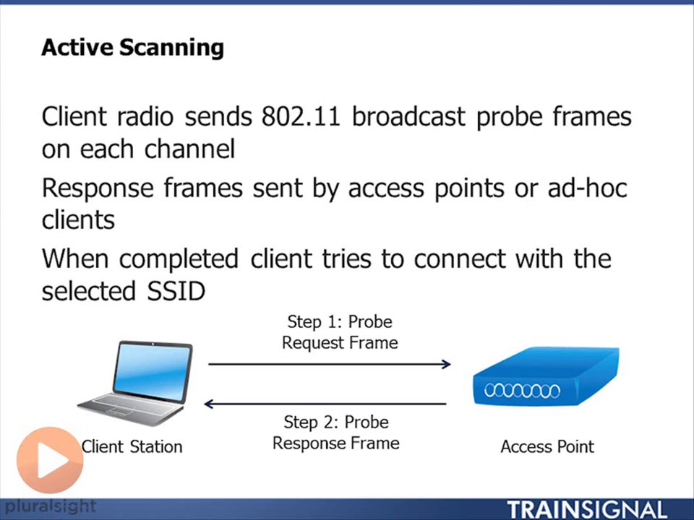I then go to channel 2 and repeat the process, send a probe request, I may get a response back. Go to channel 3, repeat the process, go to channel 4, etc. When I've finished scanning all of the frequencies, I then look at all my probe response frames and say, okay, this is the one with the SSID that I want to connect to, and it has the strongest signal strength, and then I'll go ahead and connect to that access point.